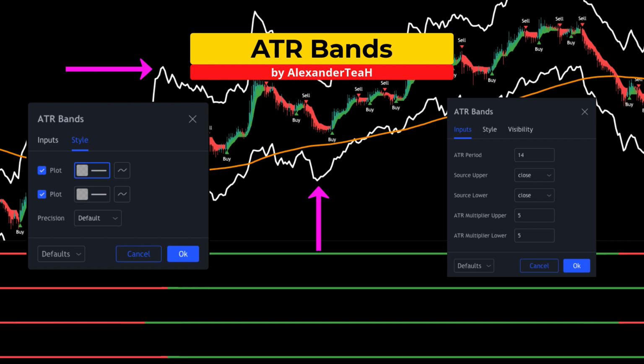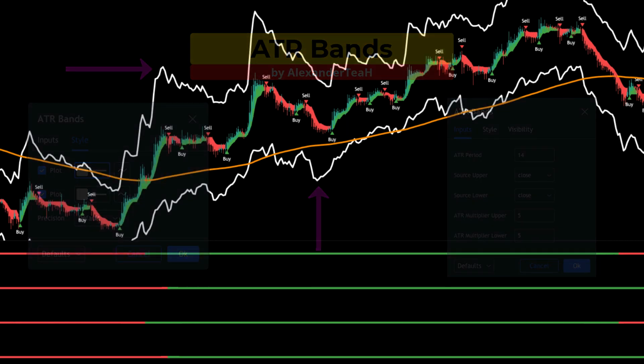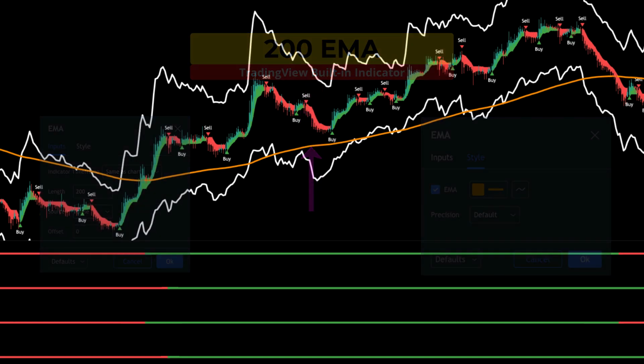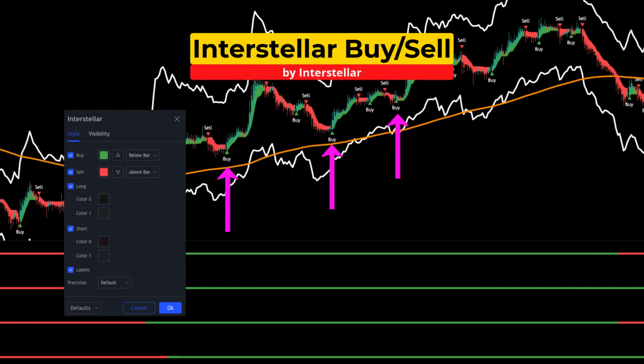We are going to use the ATR to set our stop loss level. The third indicator is the 200 Exponential moving average. We are going to use this indicator for overall trend direction. The fourth indicator is the Interstellar Buy Sell. You cannot change any input settings, and we will keep the style at default. This will provide our trigger for entries.